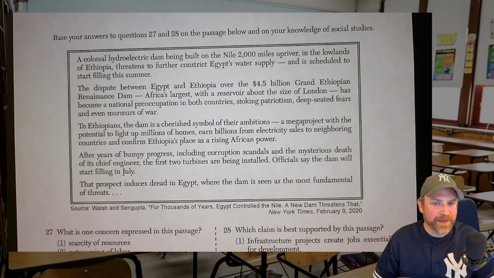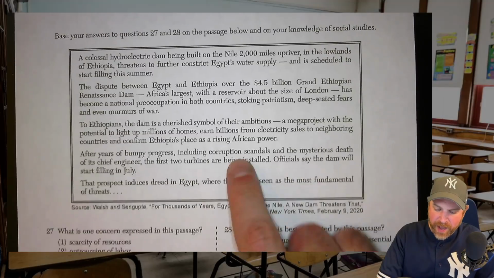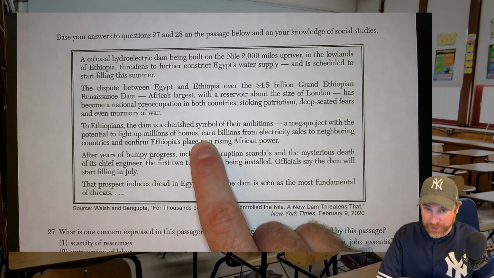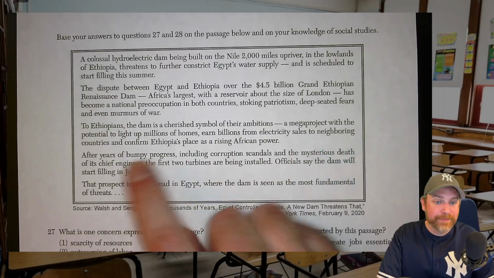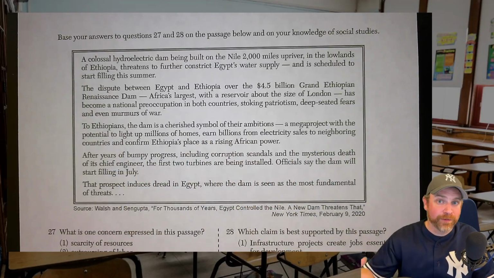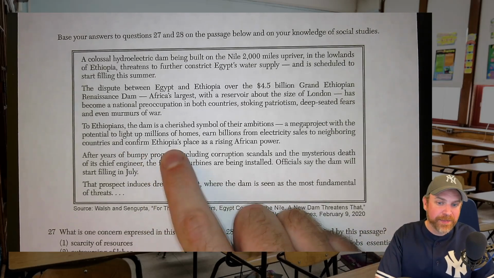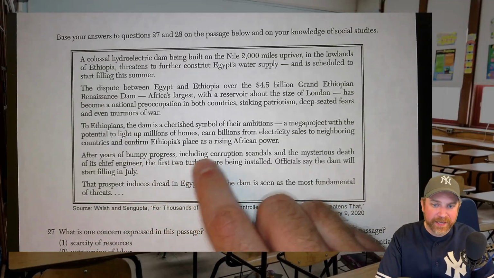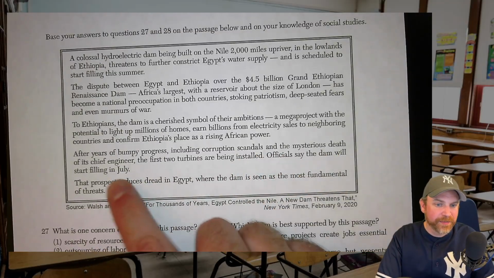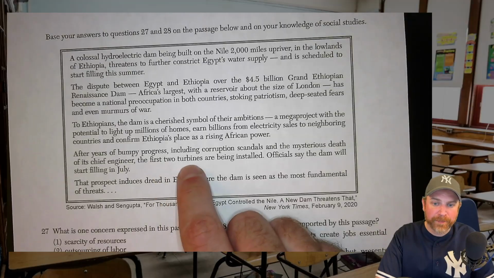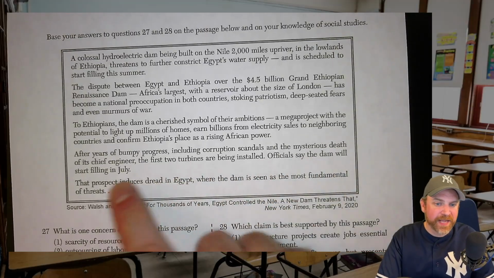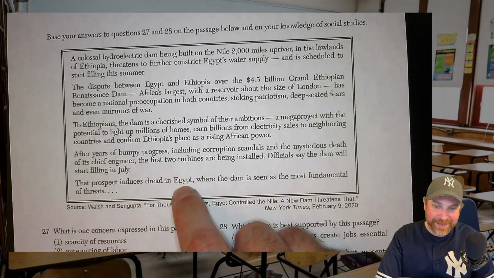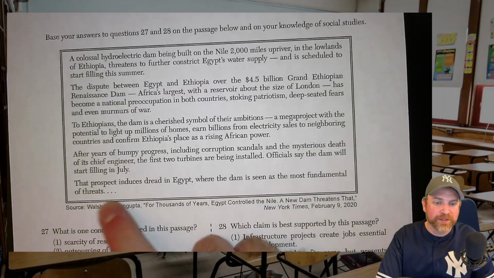To Ethiopians, the dam is a cherished symbol of their ambitions, a mega project with the potential to light up millions of homes, right? Because the dam can generate electricity, earn billions from electricity sales to neighboring countries, so Ethiopia can help power neighboring countries, and confirm Ethiopia's place as a rising African power. After years of bumpy progress, including corruption scandals and the mysterious death of its chief engineer, the first 2 turbines are being installed. Officials say the dam will start filling in July. That prospect induces dread in Egypt, where the dam is seen as the most fundamental of threats.